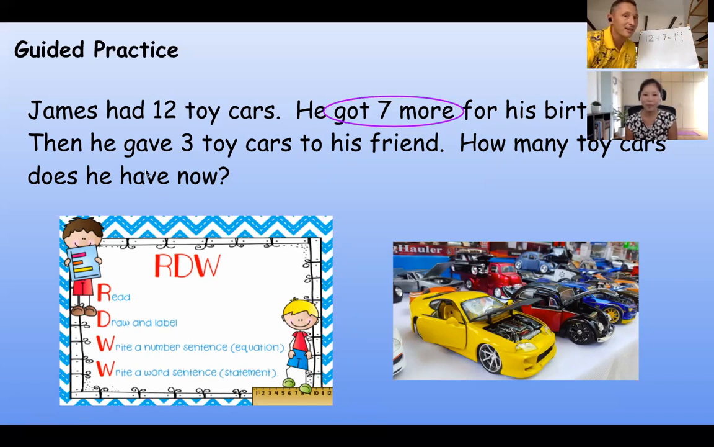We're counting on. Then he gave 3 cars to his friend. Let's think about that. How many toy cars does he have now? If he gave, Miss Yuka, I'm thinking it's going to be subtraction. Is that what you're thinking too? Yes, because he's giving to his friend, so he's going to end up with less cars. He's giving them away, so he has 19 minus 3. We take 3 away, so we're left with 16 cars.